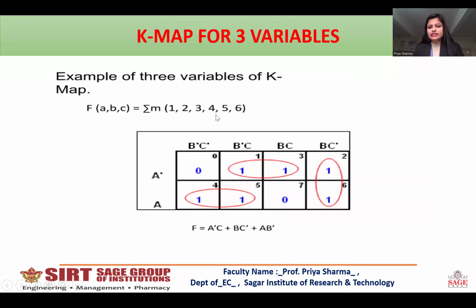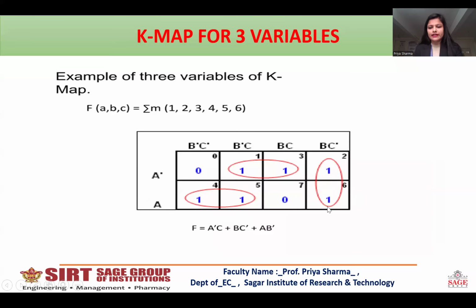So this is the question which is given. We have a sum of products form 1, 2, 3, 4, 5 and 6. So we'll mark 1 over these values 1, 2, 3, 4, 5 and 6, and the remaining has been marked as 0.